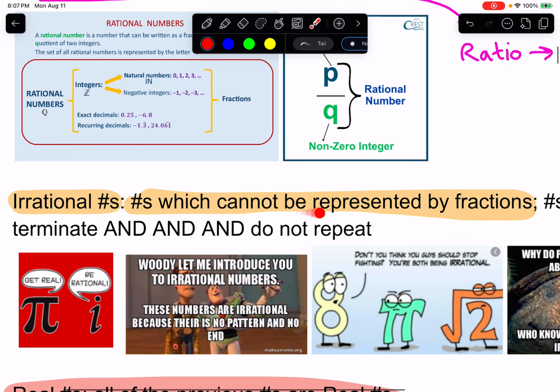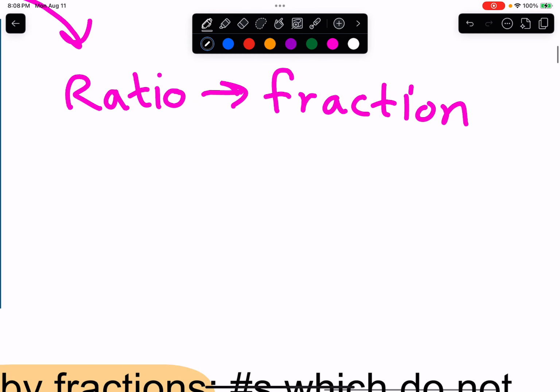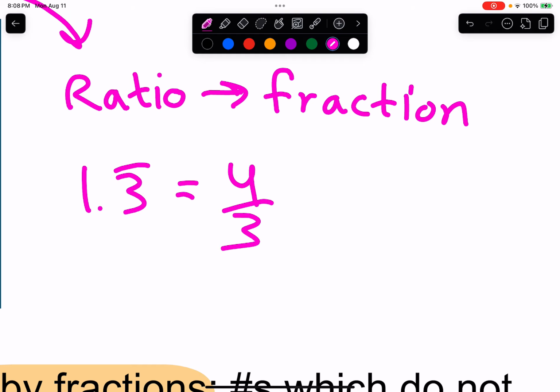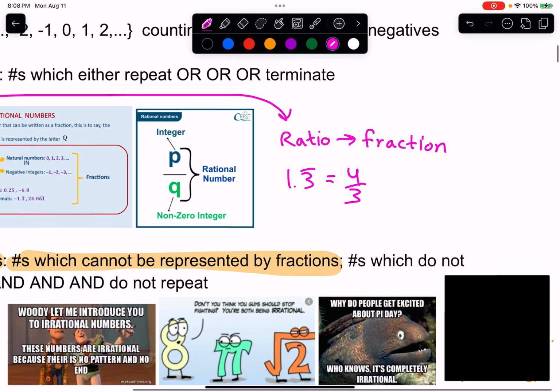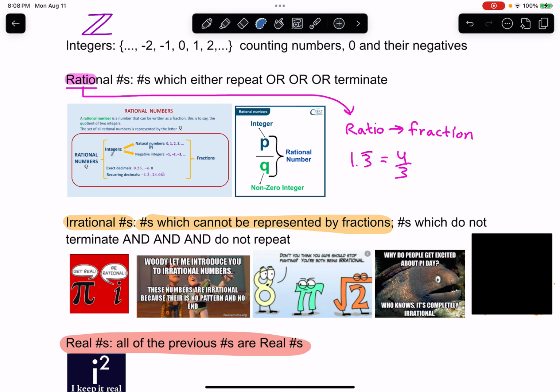Irrational numbers are numbers which cannot be represented by fractions, because these are numbers that do not terminate, meaning they go on forever, and do not repeat. There's no pattern that we can see that makes this number stop short. So for example, a rational number could be 1.3 repeating. That's 4/3. That works because there's a pattern there. It repeats those 3s, even though it goes on forever.